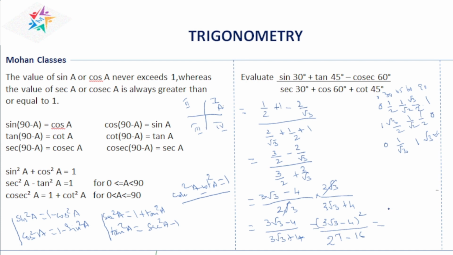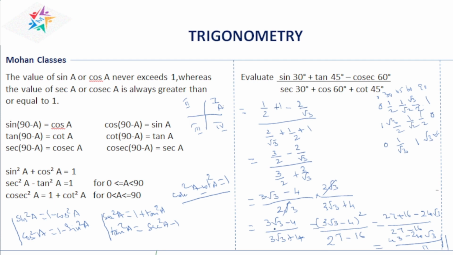So that is equal to what you will get? 27 plus 16 minus 24 root 3. Here 27 minus 16, what you will get? 11, right? That is equal to 43 minus 24 root 3 divided by 11 is the answer.